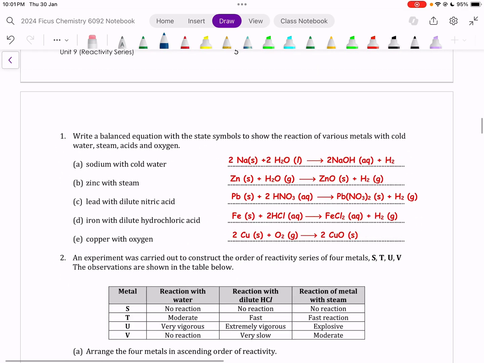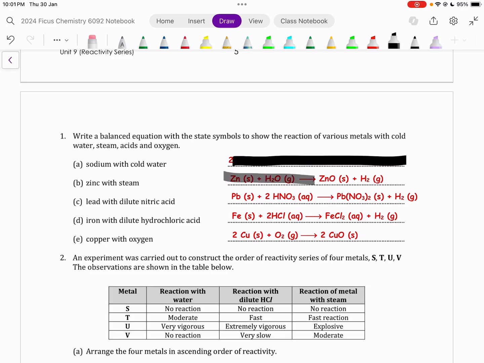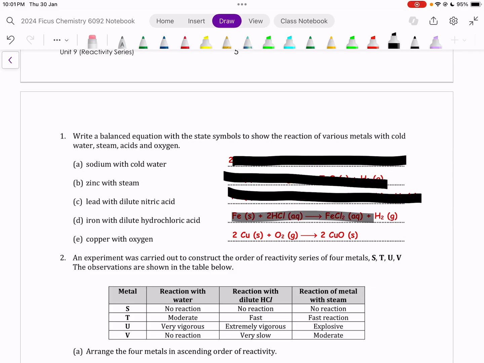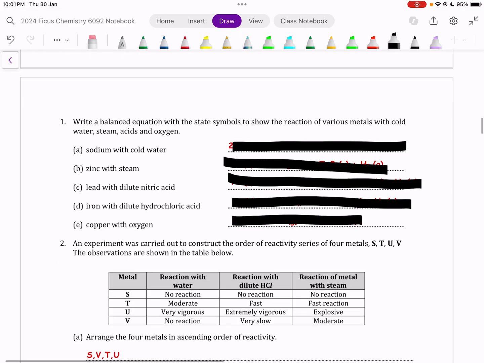Okay, so use this chance to work on the equations. I'm going to take this out. When we come back, I'll go through with you, except for the last one. The last one is a bit unique.